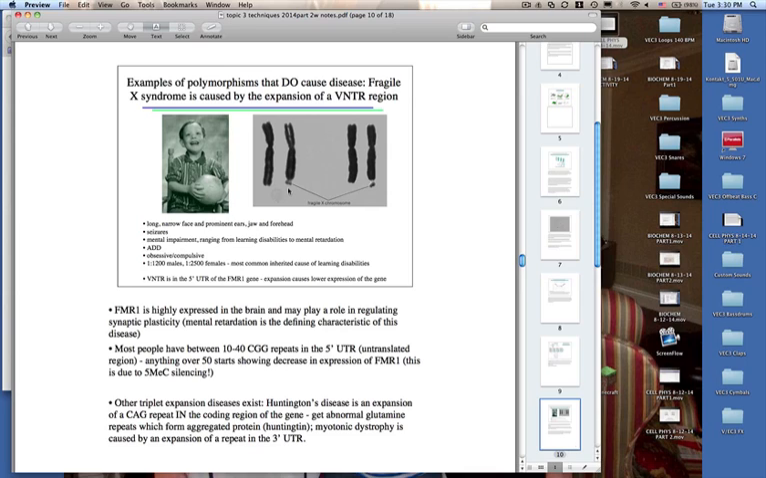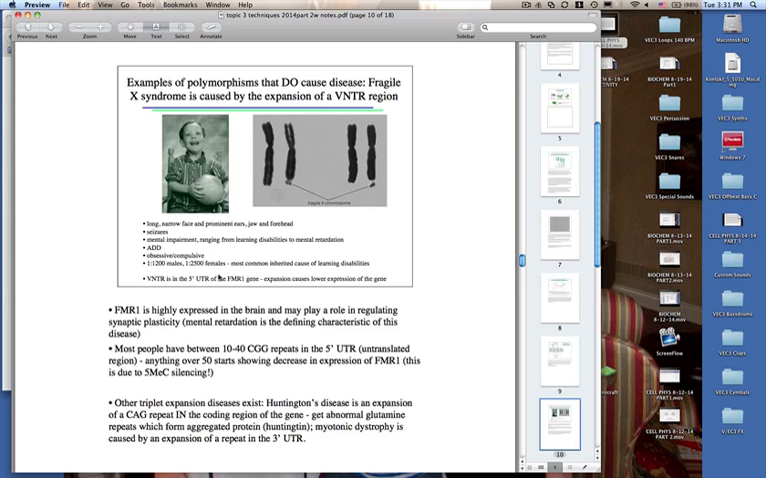Okay? So there's very characteristic phenotypes, right? Long, narrow face and prominent ears. These children are very prone to having seizures, mental impairment, ranging just from learning disabilities all the way up to retardation. They're very prone to ADD and obsessive-compulsive disorders, right? Being an X-linked disease state, we have a much higher ratio of males that show the disease phenotype than females. It's the most common inherited cause of learning disabilities that we know of and that we can clearly define.